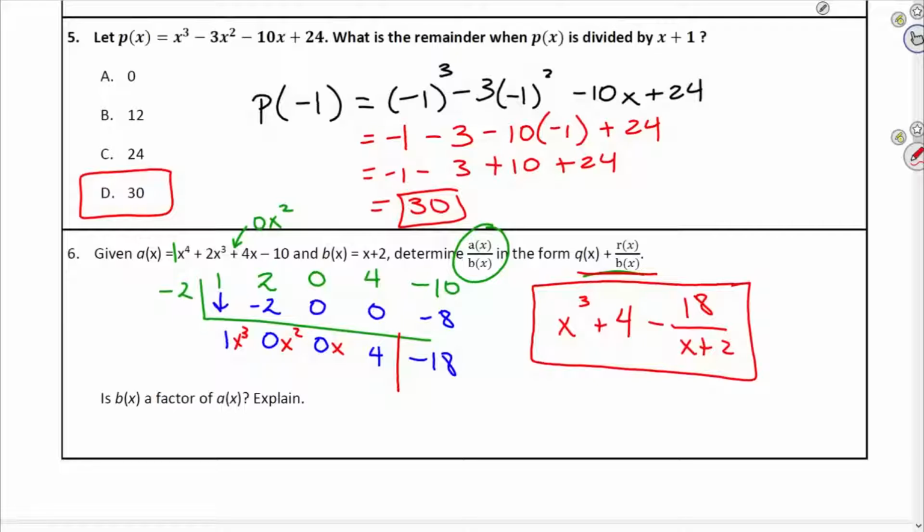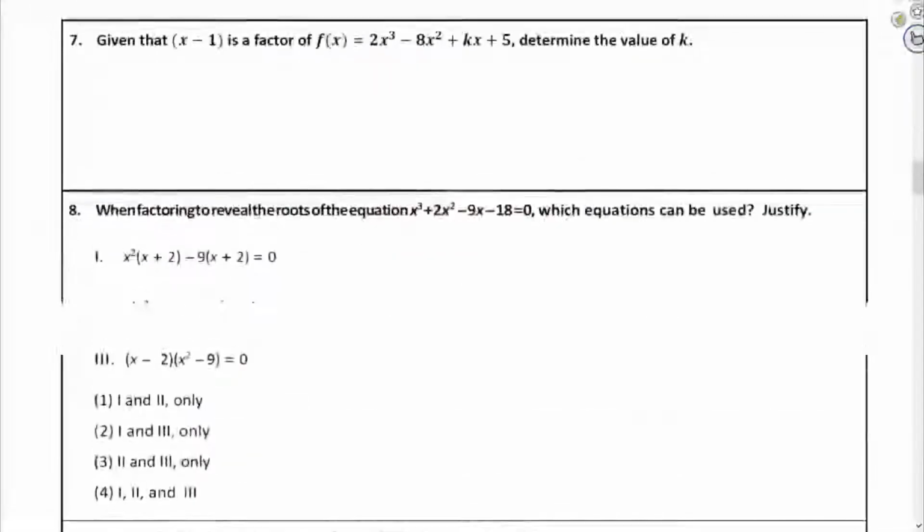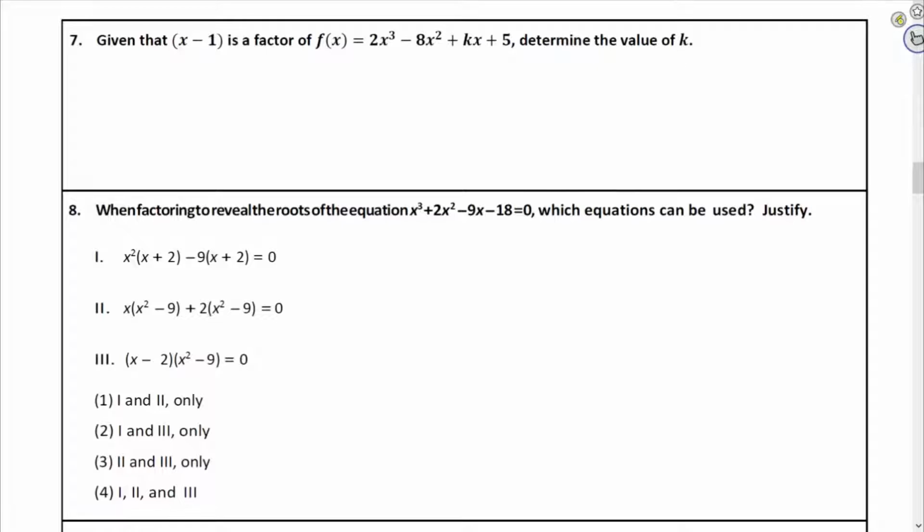And the other question down here is, is b of x a factor of a of x? The answer is no. The remainder is not equal to 0. If the remainder was 0, then it would be a factor, but this is negative 18, which is not 0. In number 7, we are given that x minus 1 is a factor of this polynomial.